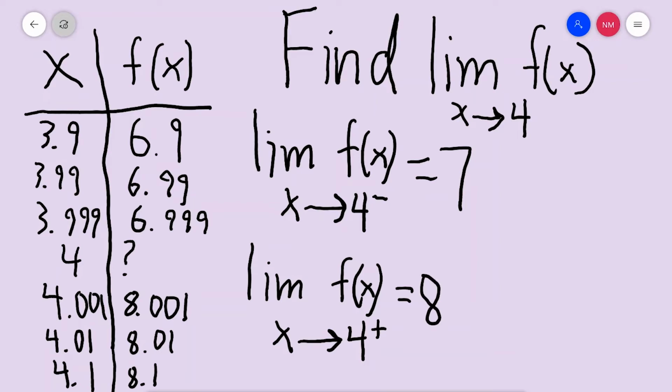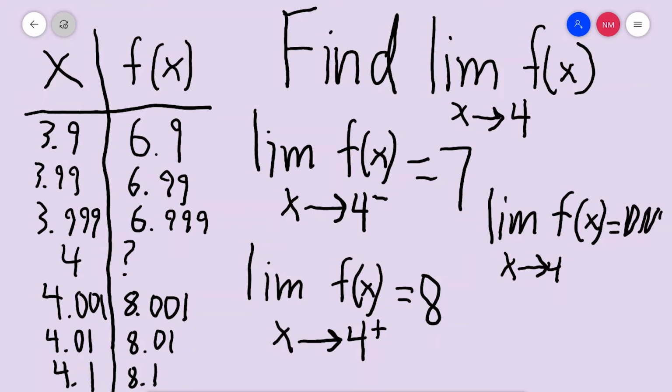So we're looking at the left-hand limit and the right-hand limit, and they're different. 7 and 8 are not the same. So that means that the limit of f of x as x approaches 4 does not exist because the right-hand limit and the left-hand limit are different.